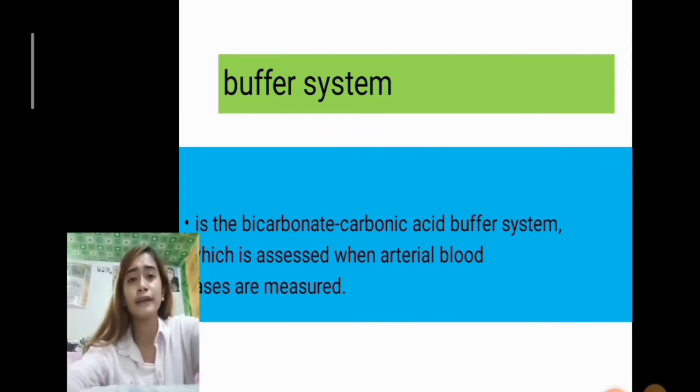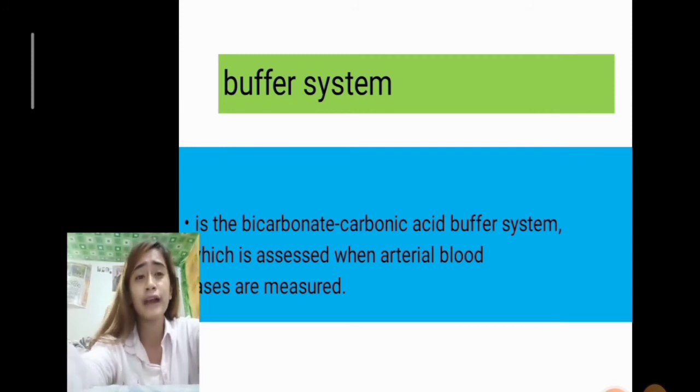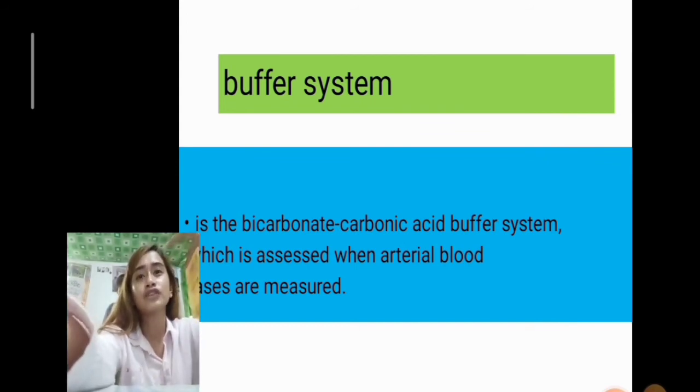The main buffer system is the bicarbonate-carbonic acid buffer system, which is assessed when arterial blood gases are measured. Buffer systems prevent major changes in the pH of body fluids by removing or releasing H+. They act quickly to prevent an excessive change in the H+ concentration.